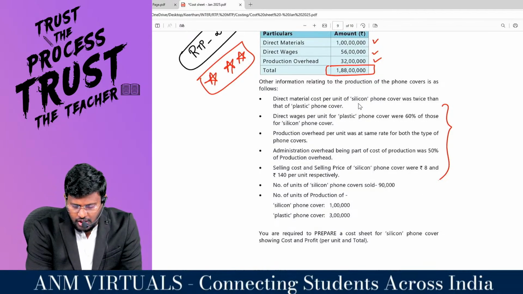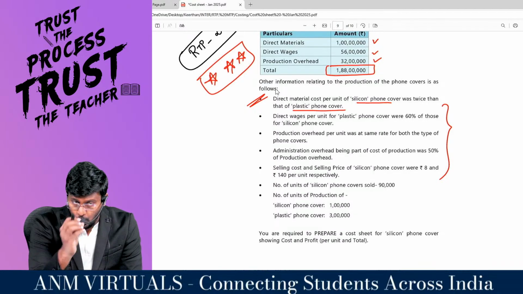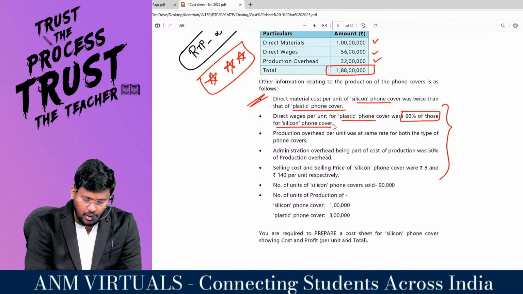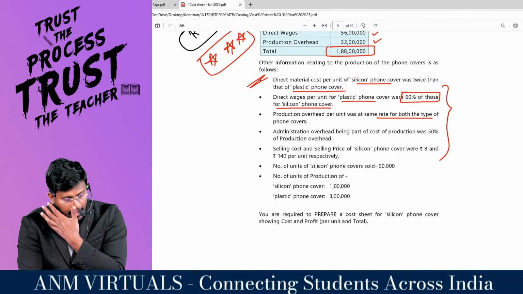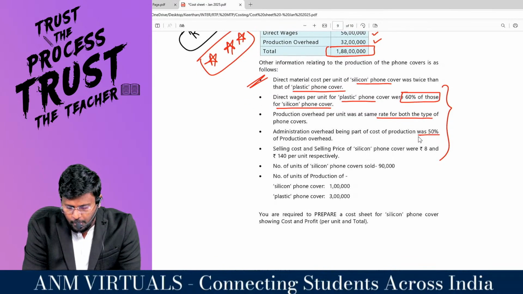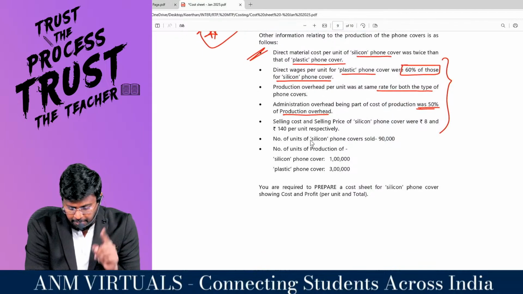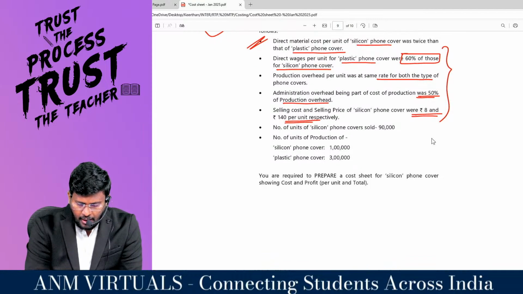Direct material cost per unit of silicon phone cover was twice that of plastic phone cover. So you can take X and 2X. Direct wages per unit of plastic phone cover is 60% of that for silicon phone cover. Production overhead per unit is at the same rate for both types of phone cover. Administrative overhead, being part of cost of production, was 50% of the production overhead. Selling cost and selling price of silicon phone cover were 8 and 140 per unit respectively. Number of units of silicon phone cover sold is 90,000.